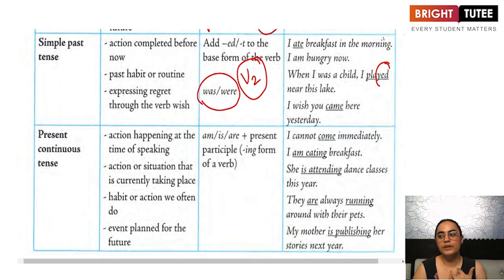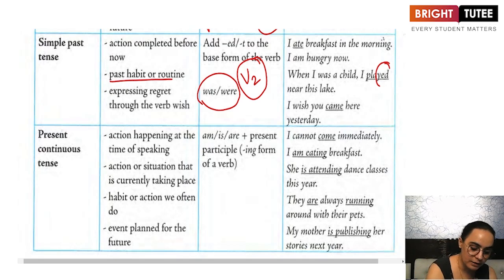First, when we have to talk about an action that was completed earlier, completed before now, that is in the past. For example, I ate the breakfast in the morning. He slept early last night. They went for a movie last week. So something that happened in the past.